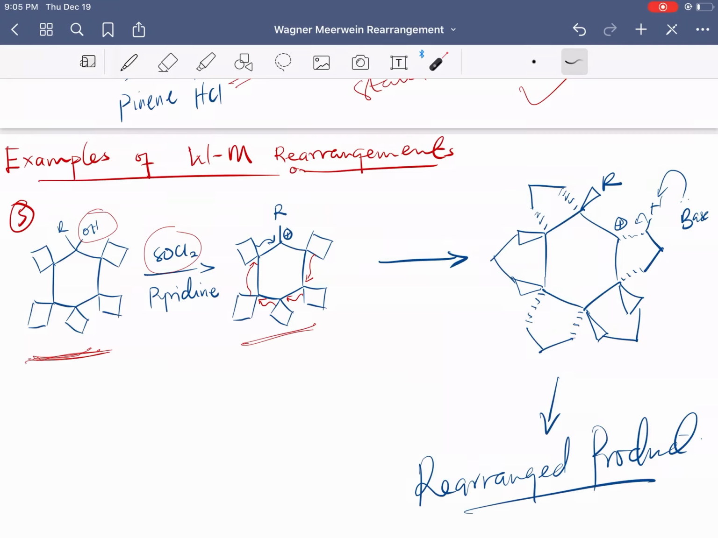Now a base comes in, abstracts this proton here, then we form our alkene here. Now it's important to note the stereochemistry of each center there. So this R group is pointing up towards us, while this is pointing away from us. This is very important to avoid steric hindrance.